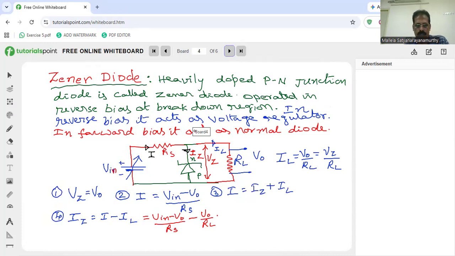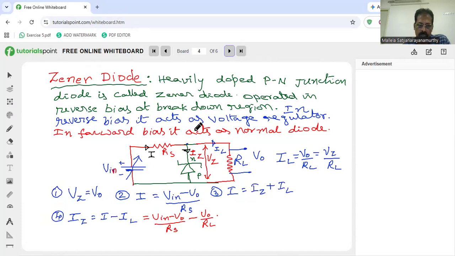Here it is the input voltage. Here it is called the series resistance. This is the Zener diode connected in reverse bias, and a load resistance is connected here. So output can be drawn from the load resistance. Here these four formulas are very important for doing the problems on the Zener diode.